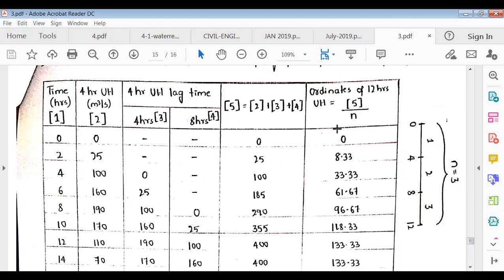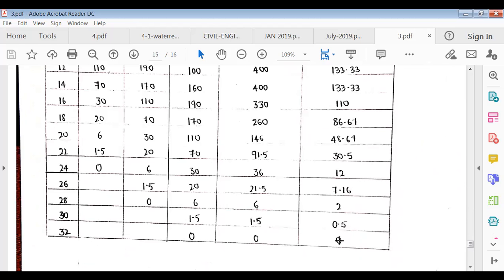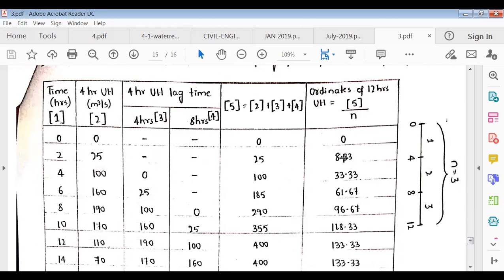So now what you have to do is divide this unit 5 column by 3. So 0 divided by 3 is 0. Then 25 divided by 3 is 8.33. 100 divided by 3, 185 divided by 3, 290 divided by 3, and so on. You should go on calculating this. So this final column will give us the ordinates of a 12-hour unit hydrograph.